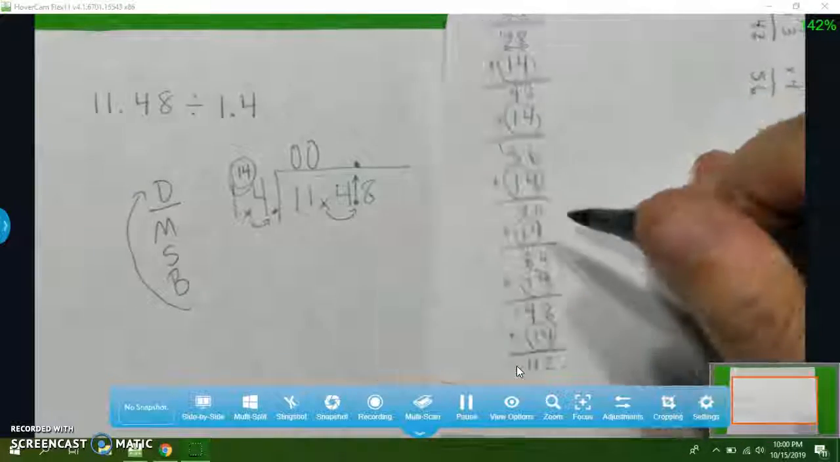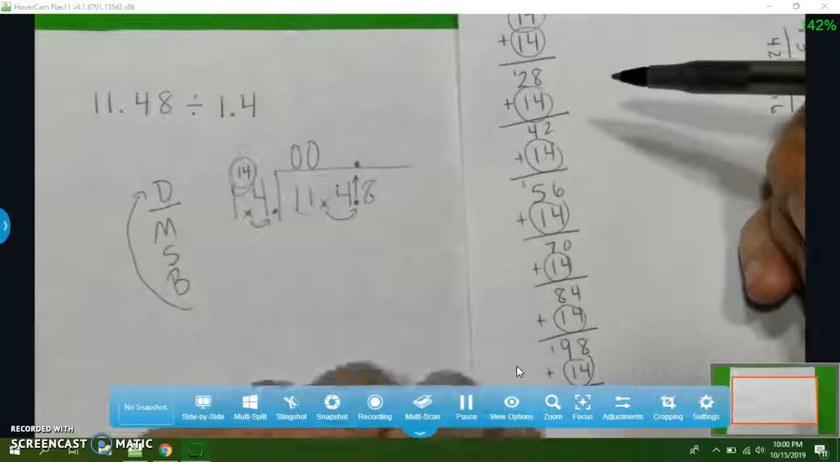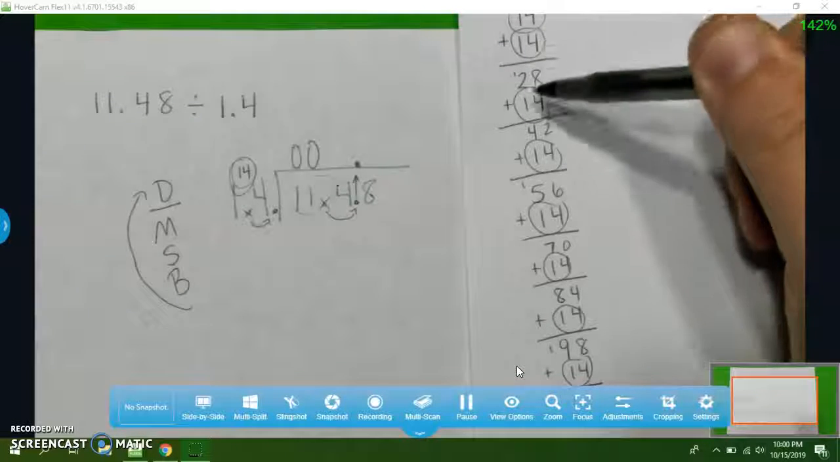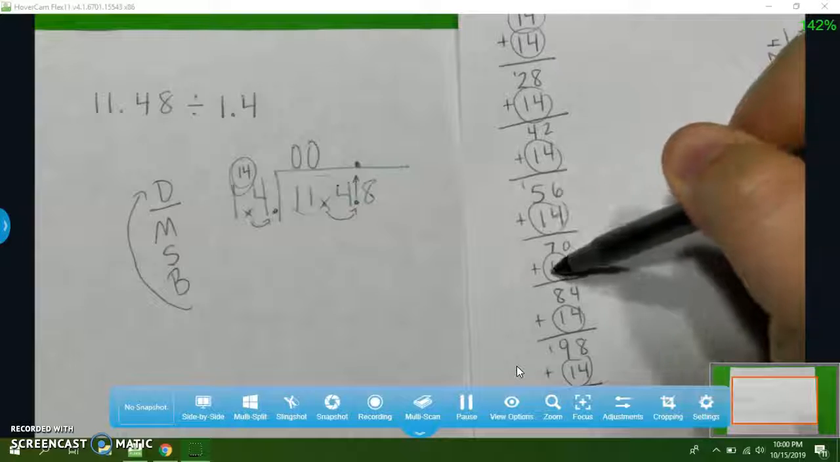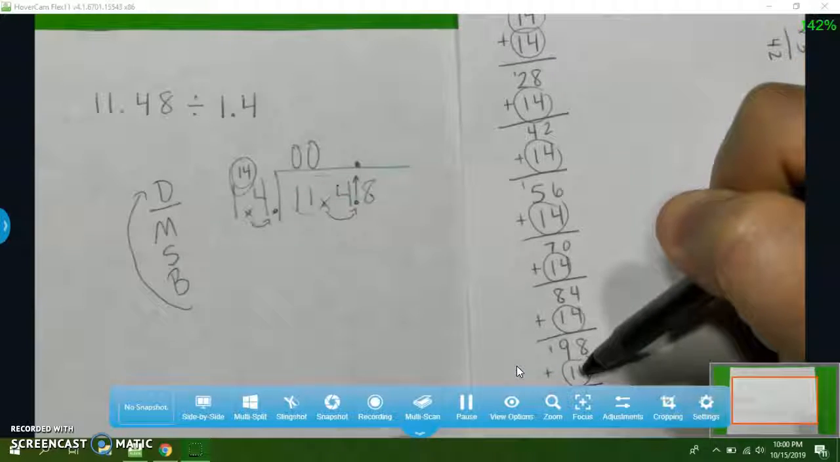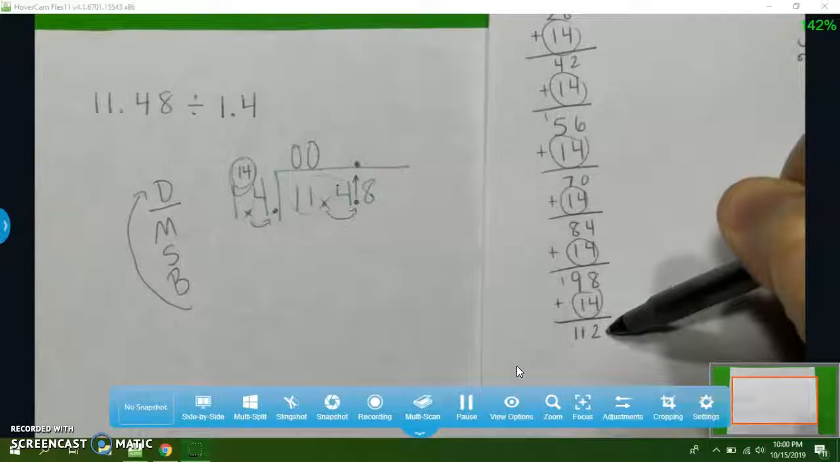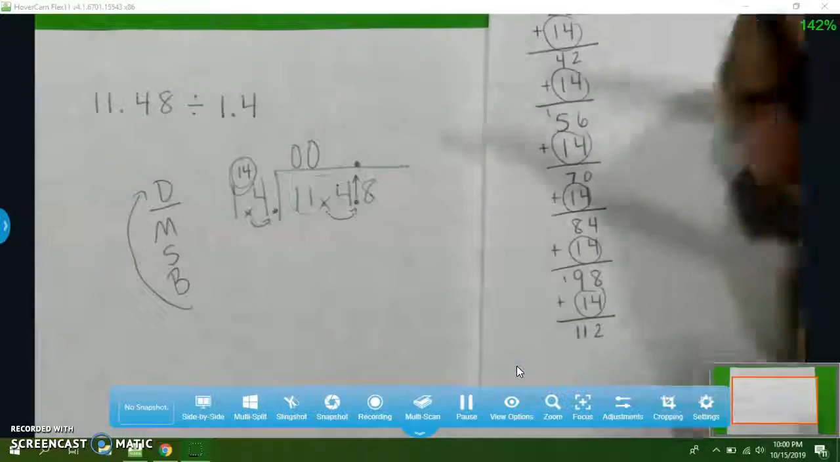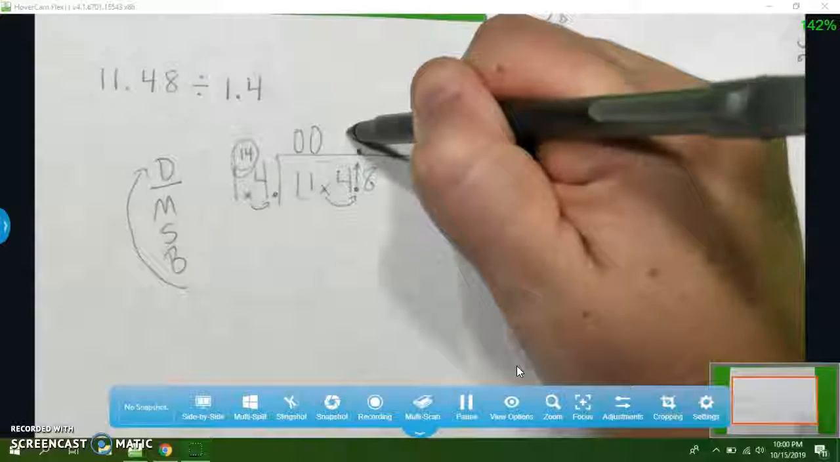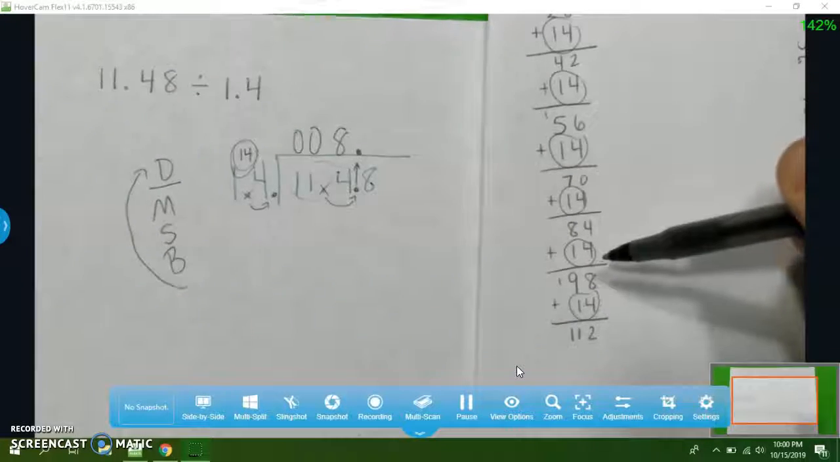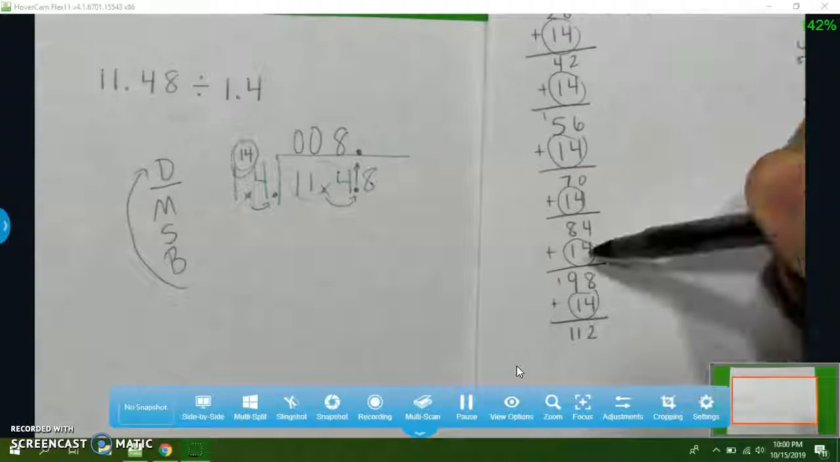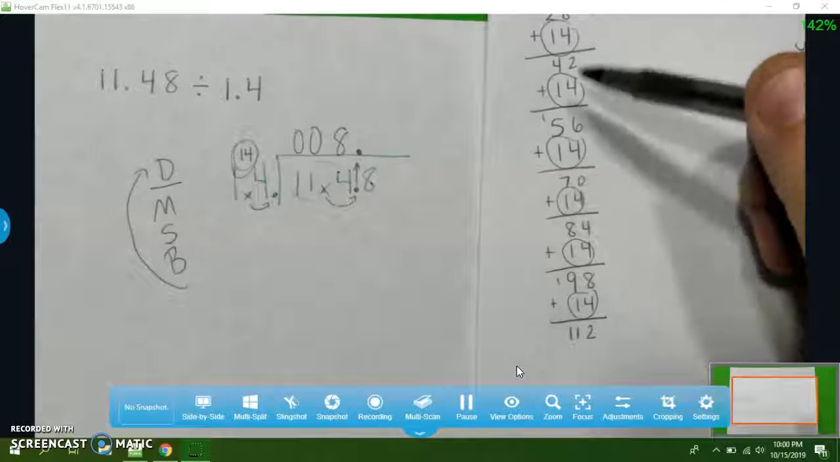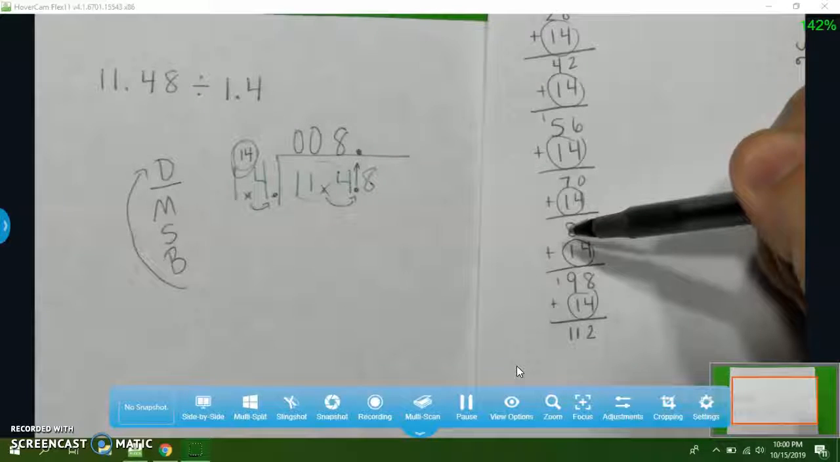And when I do that on my thinking paper here, I can see that it took 1, 2, 3, 4, 5, 6, 7, 8 14s to get me to 112. So what that tells me is that 14 fits into 114 8 times without being too large. That's what this proves here. And this looks like a lot, but it's simple addition and it goes really, really fast.